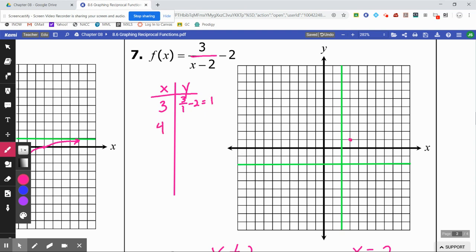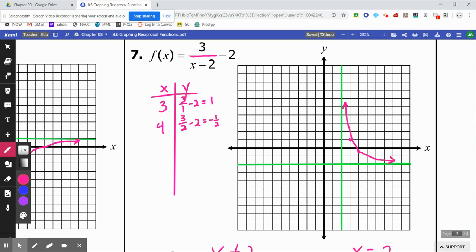When I plug in 4, it gives me 3 over 2 minus 2. That's 1.5 minus 2. That's negative 1/2. So when I plug in 4, I get negative 1/2, which is about right here. And again, you already know that this graph is going to follow asymptote lines, so you kind of have the general idea of the graph just from a couple of points.